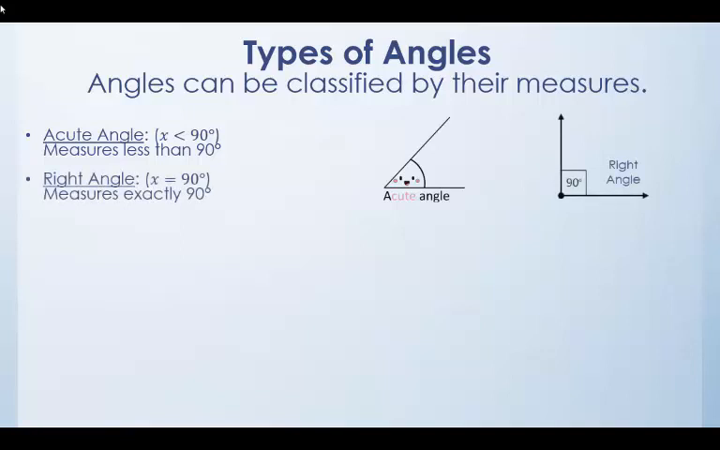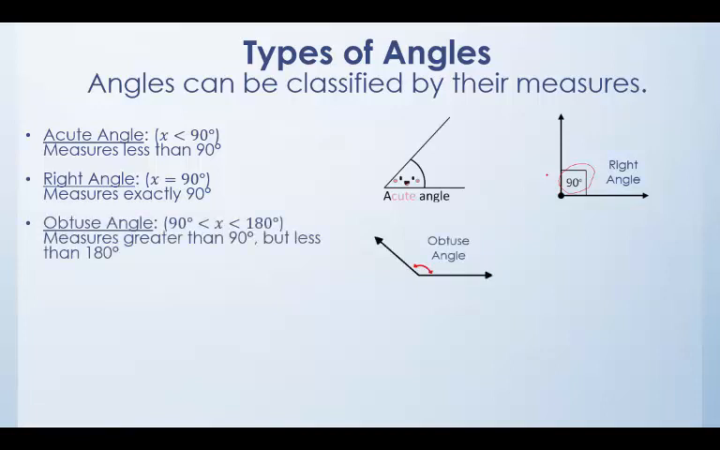The second type is a right angle, and you'll remember that a right angle is exactly 90 degrees. When we have right angles, we show them by this little box in the corner, right here. That box represents 90 degrees. Without a box, we cannot assume that it's a right angle, even if it looks right.